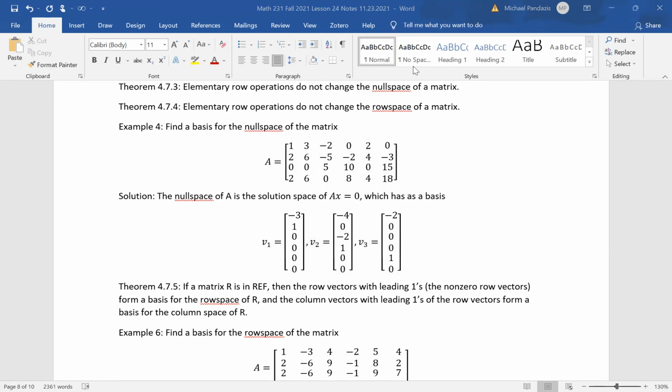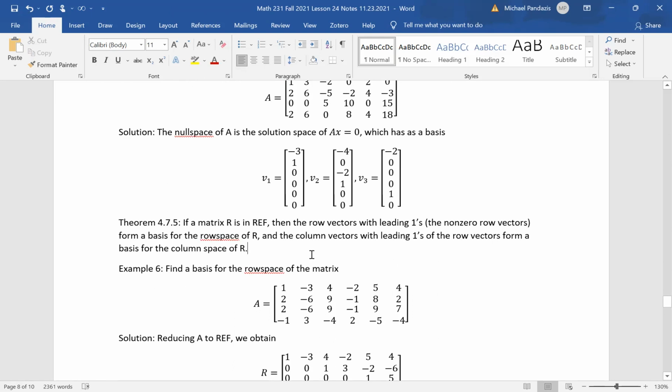In theorem 4.7.5, if a matrix R is in row echelon form, then the row vectors with leading ones, the non-zero row vectors, form a basis for the row space of R, and the column vectors with leading ones of the row vectors form a basis for the column space of R. What does that mean? If you have a matrix R in row echelon form, there are rows that contain leading ones. Those rows alone form a basis for the row space of R.